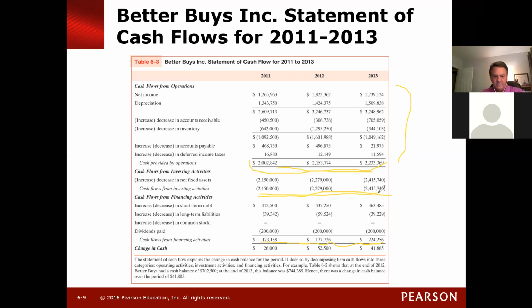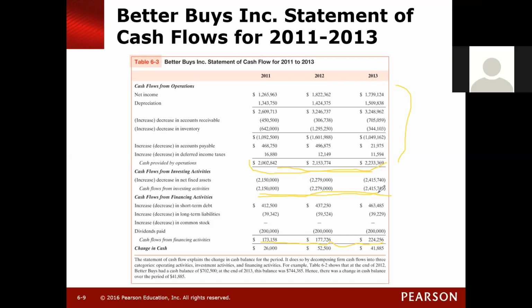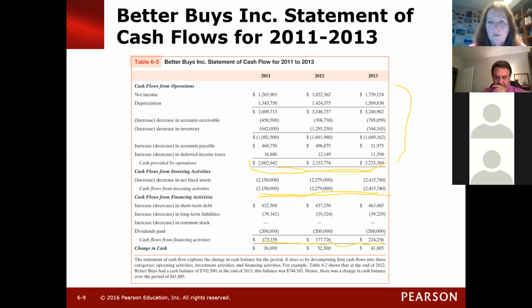Okay. The cash flows from the financing activities have improved. They were steady really for the first 2 years, and then have improved dramatically. Okay. And what's driving those cash flows from financing? I'm not really sure.